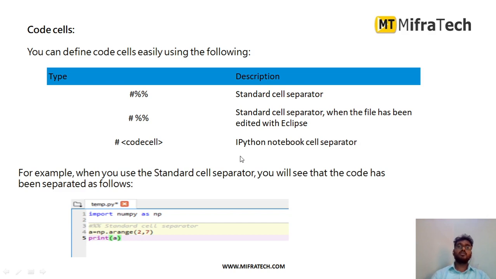You can define a code cell easily using the following shortcuts, like the standard cell separator. Using percent percent, the cell will be separated. Or, when a file has been edited with Eclipse, there is the IPython notebook cell separator. So these are the different ways you can use cell separators.